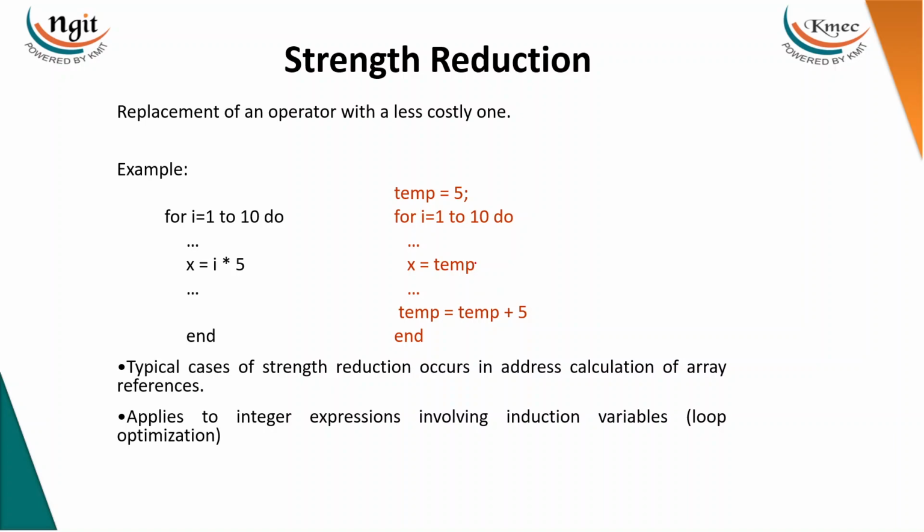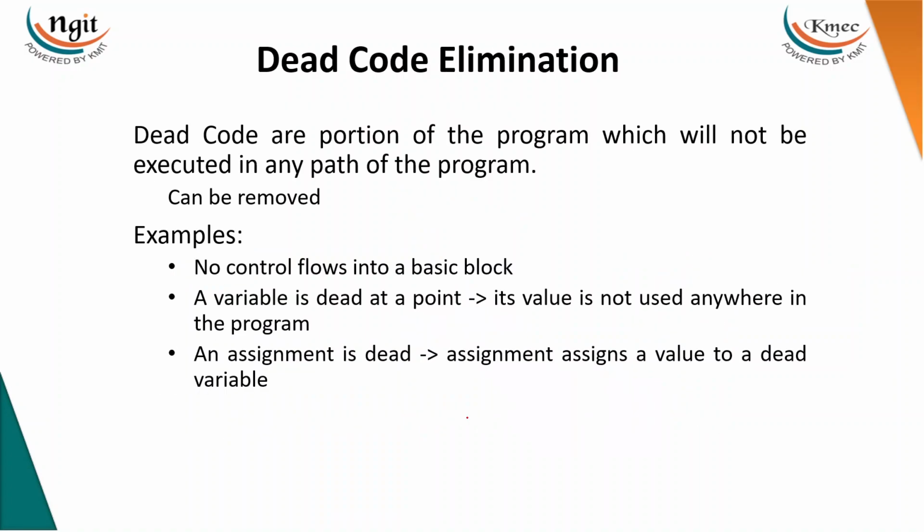Not only in this case, guys. For example, as I told you now, replacing the high cost operator with the low cost operators. So if it is X equivalent to I into 16, then you can simply replace it with X equivalent to I left shift 4, because 16 can be replaced with 2 power 4, so you can perform the shift by 4. Where are we going to use it? In the address calculation of array references, we can use strength reduction, or in some induction variable elimination. What it is, we'll discuss in the next video.